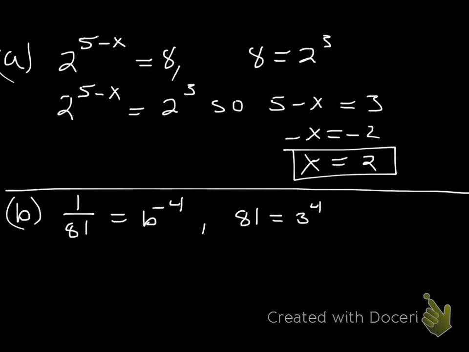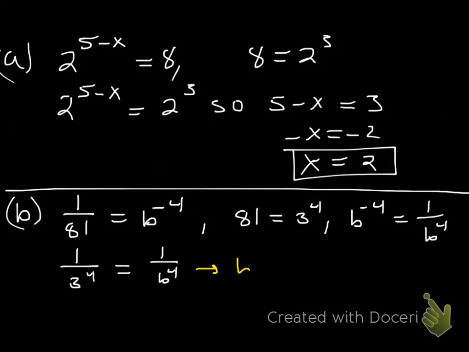All right, so we'll rewrite. 81 is 3 to the 4th, and b to the -4 is 1 over b to the 4th, so that's looking good. Now this 4th power function is not one-to-one, so it has a potential of giving us 2 answers. So this is a 4th power. What we could do, if you wanted to, is cross multiply, and you'd have b to the 4th equals 3 to the 4th.